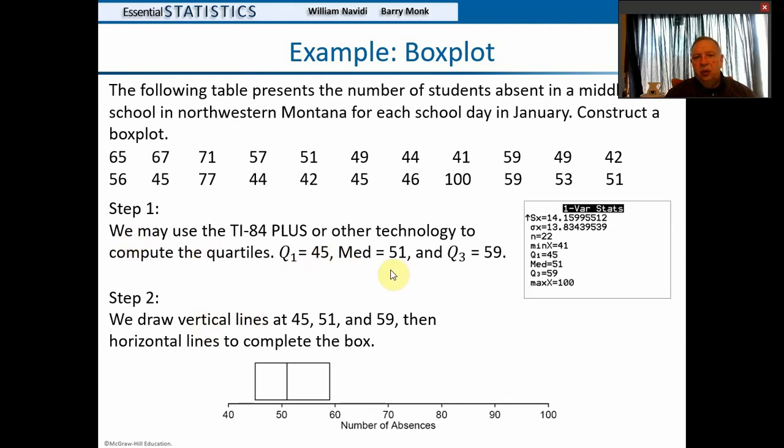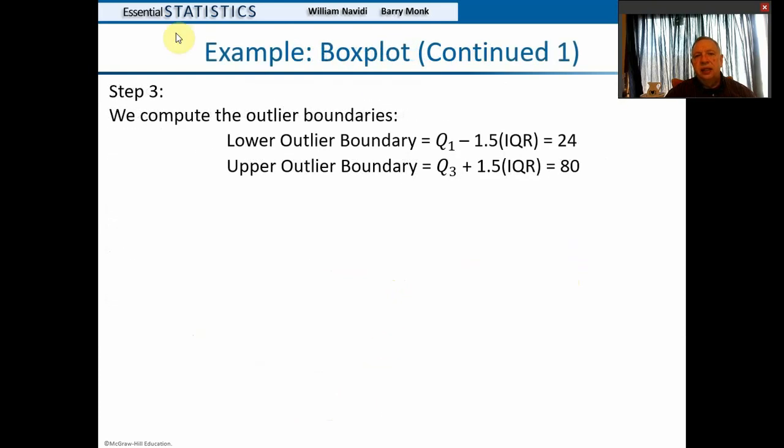We get our Q1, the median, Q2, Q3. Here's our Q2 kind of in the middle, so we can go ahead and put those down. Those are going to be fixed: 45, 51, and 59. We plot those within the blocks, and then I'm going to draw some horizontal lines.